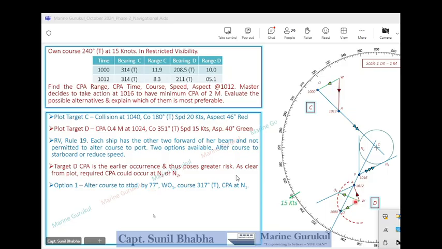If our ship alters course to 317 degrees true, effective at 1016, the target will have a CPA of 2 nautical miles at point November 1. Beta, any doubts coming up to here?